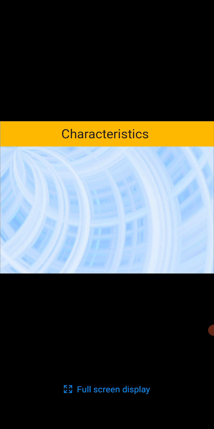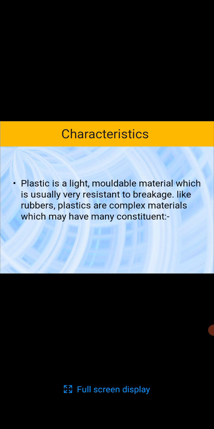Characteristics of plastic. Plastic is a light, moldable material which is usually very resistant to breakage. Like rubbers, plastics are complex materials which may have many constituents. So the most important feature is that it is light, second that it is resistant to breakage, and it has many constituents. Let's see them.